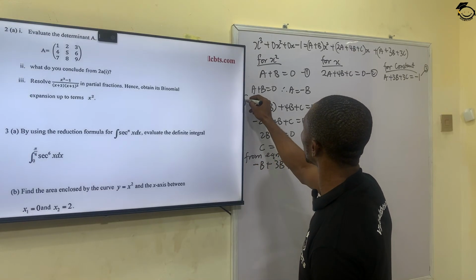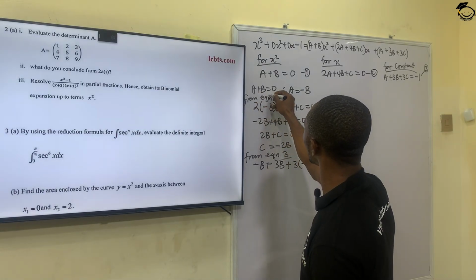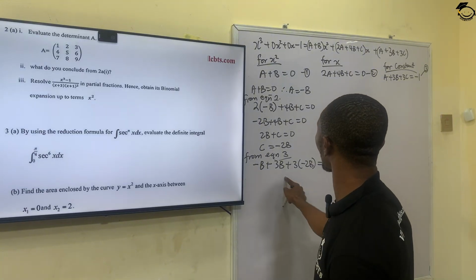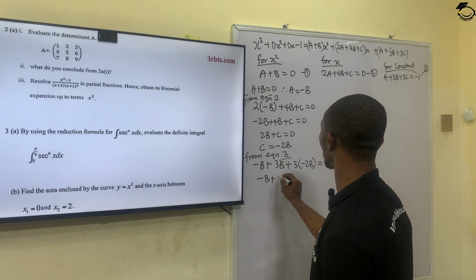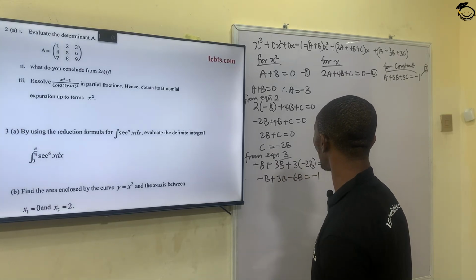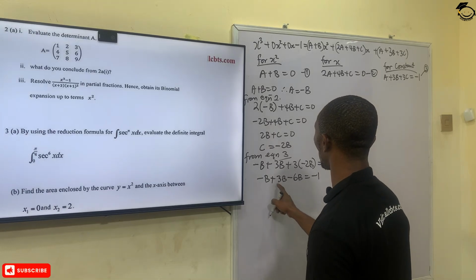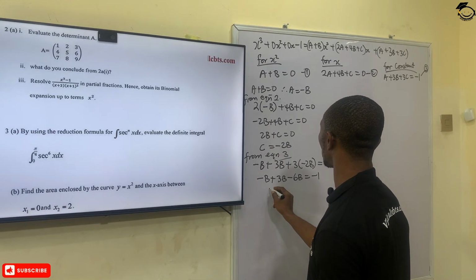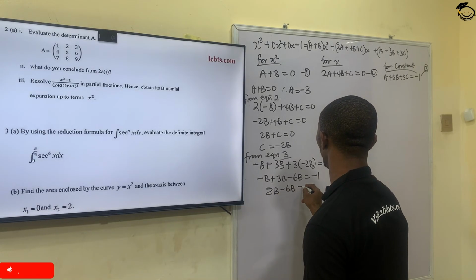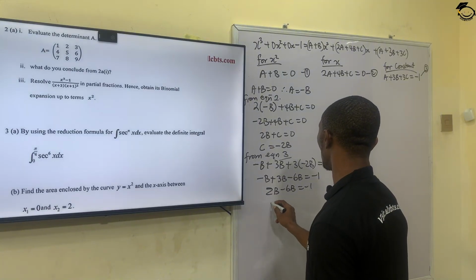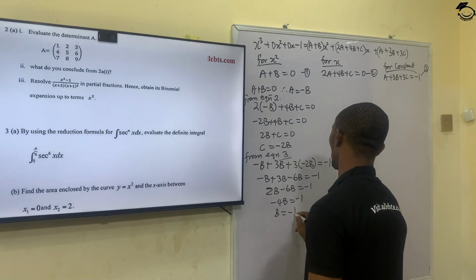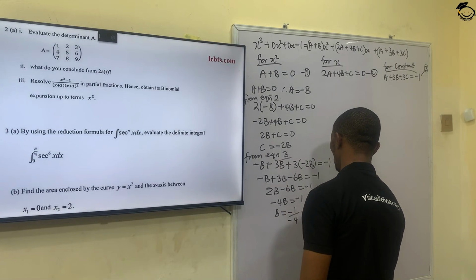Okay, and this from equation 2. All right, so now here we have it as minus b plus 3b minus 6b equals minus 1. So minus b plus 3, minus 1 plus 3 will give us 2b, 2b minus 6b equals minus 1. So our minus 4b equals minus 1. So b equals minus 1 over minus 4, which leaves us with 1 over 4.